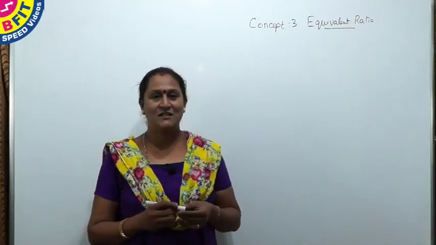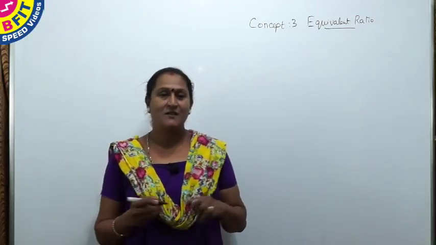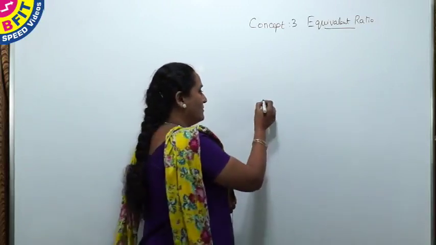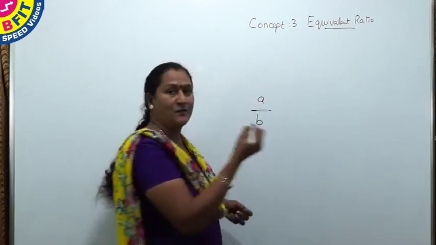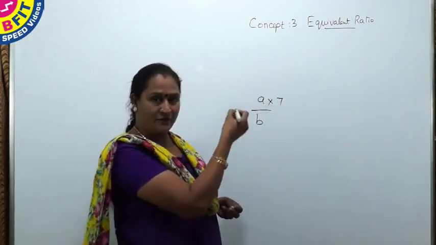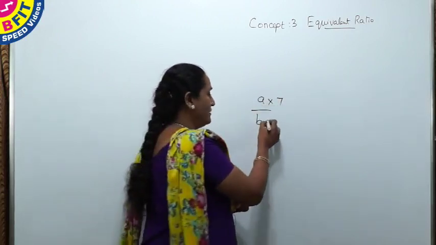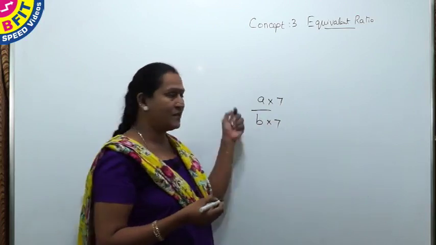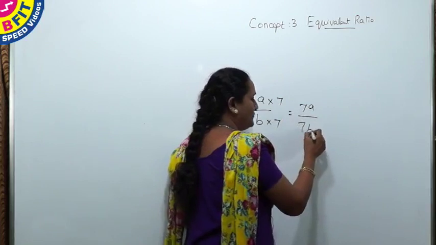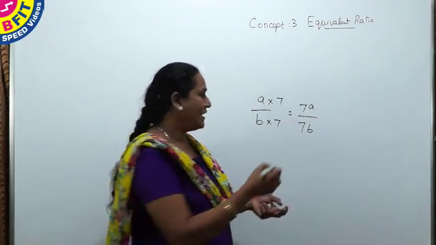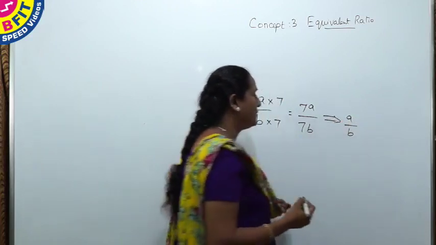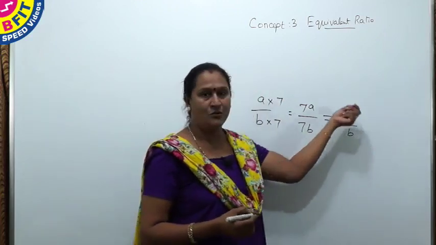So we'll see the next concept, equivalent ratio. Suppose you have a ratio given as A is to B, which can be written as A by B also. If you multiply the numerator of the ratio fraction and the denominator by the same value, you get 7A by 7B, which is again equivalent to A by B. So here 7A by 7B is equivalent to A by B.